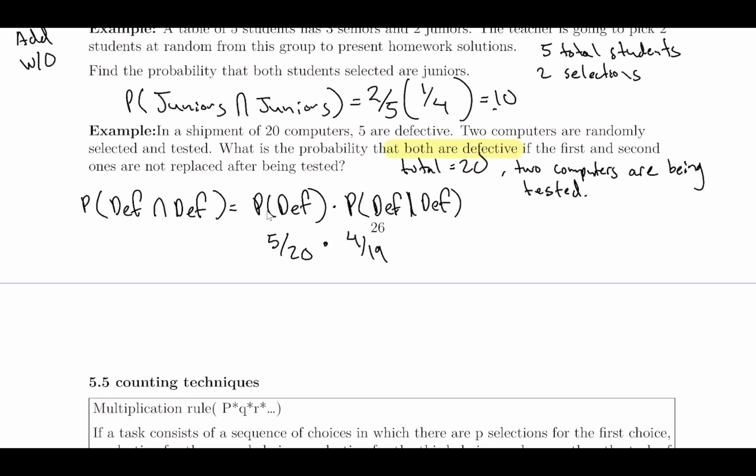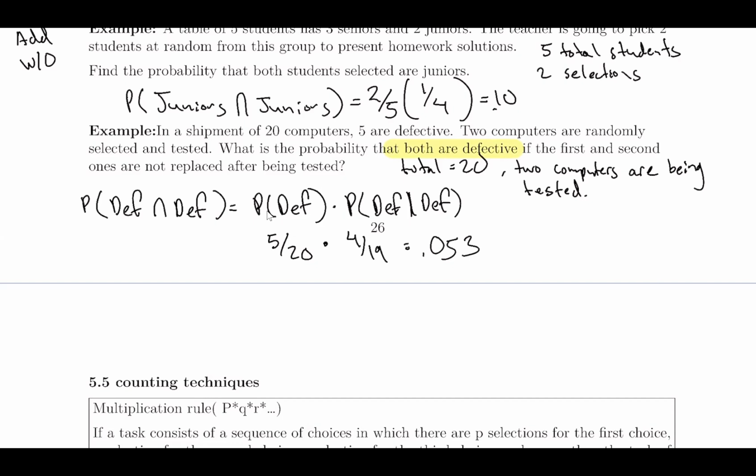But you have to realize if the first computer was defective, that means you have one less computer to check, but also you have one less defective computer to check. So we say 5 divided by 20 times 4 divided by 19. And that will give you 0.05, and we'll round that up to 3. Good job. All right, and that's it for that one.